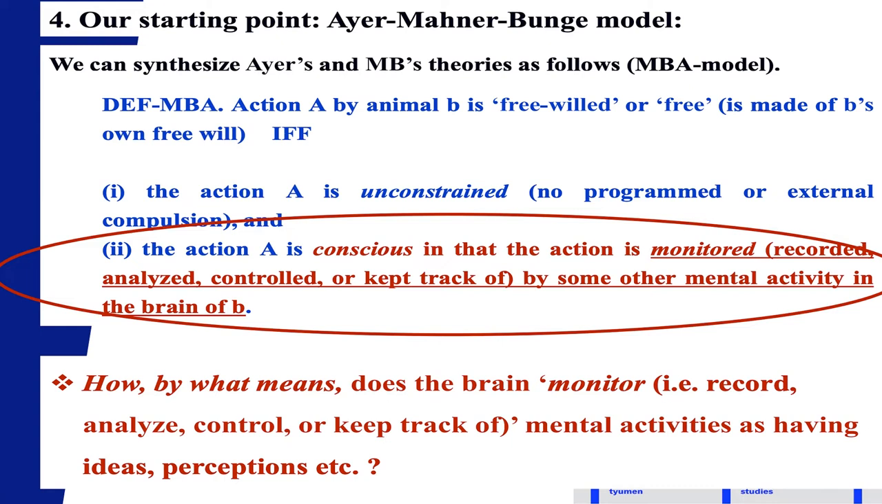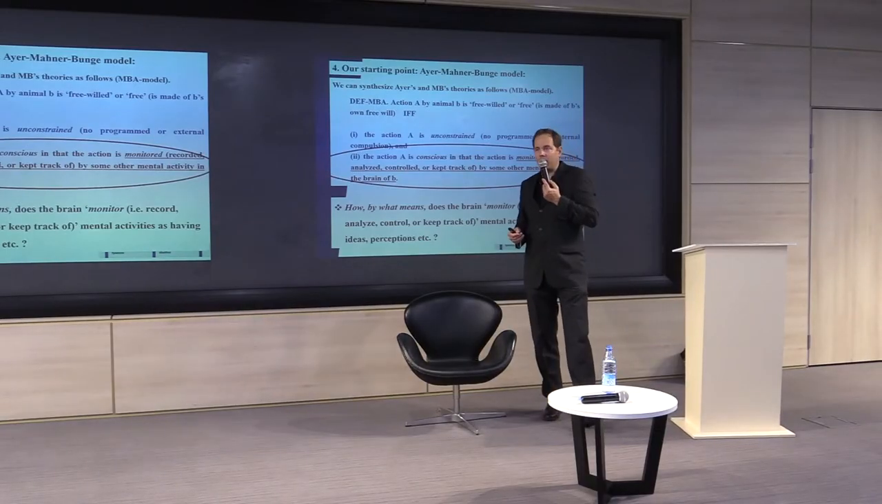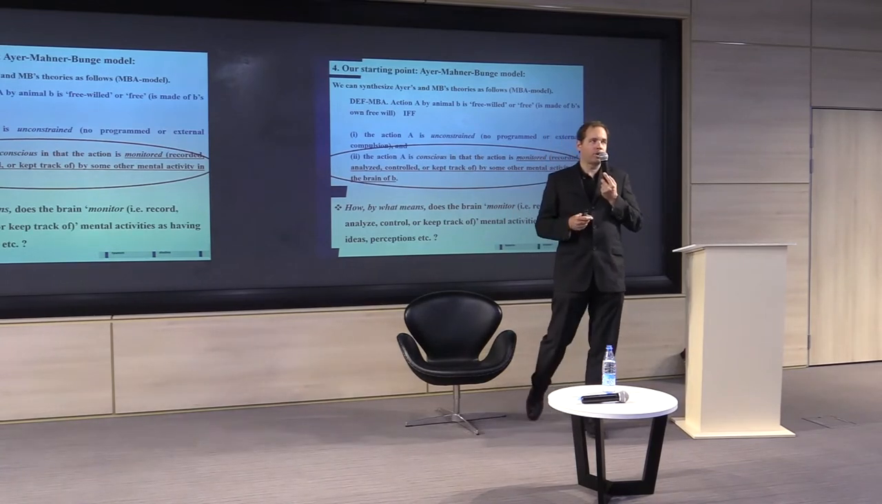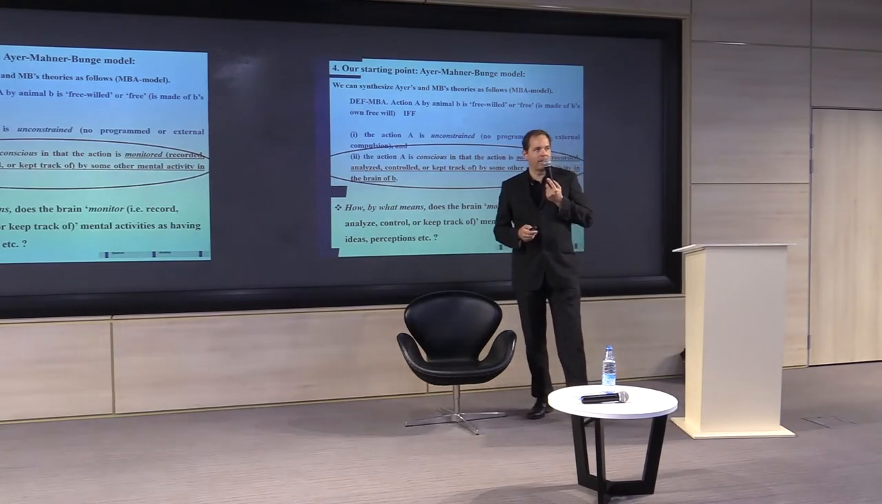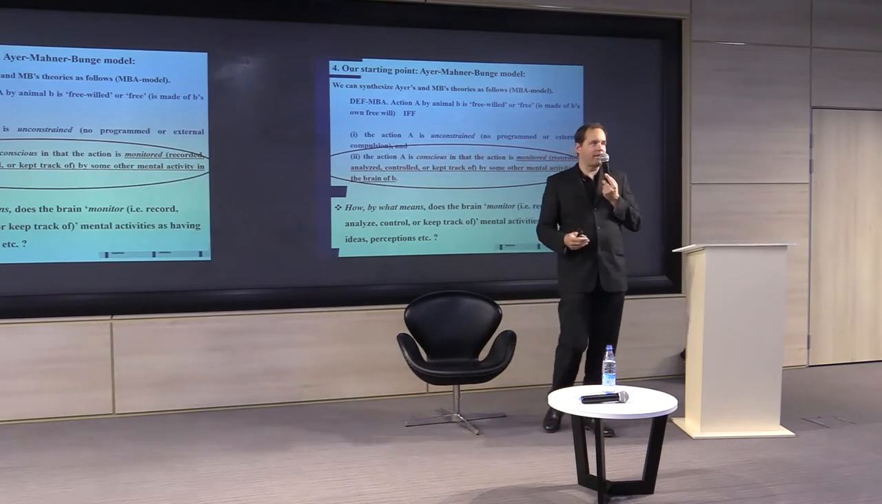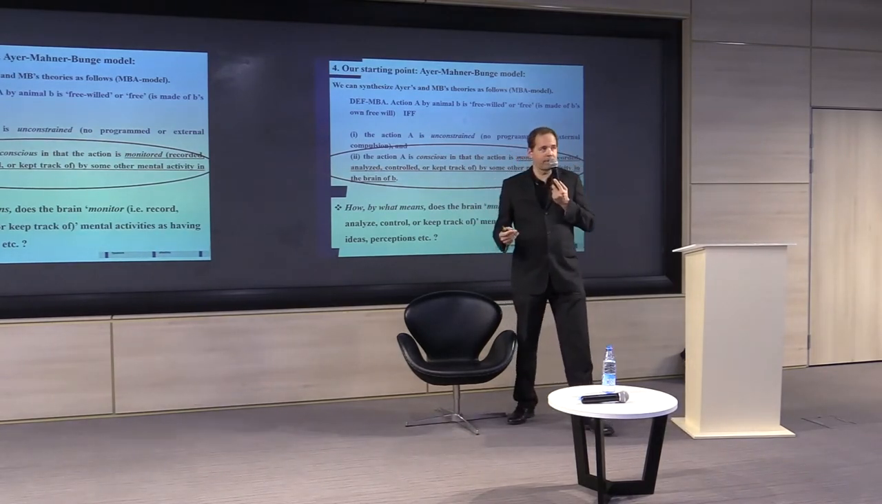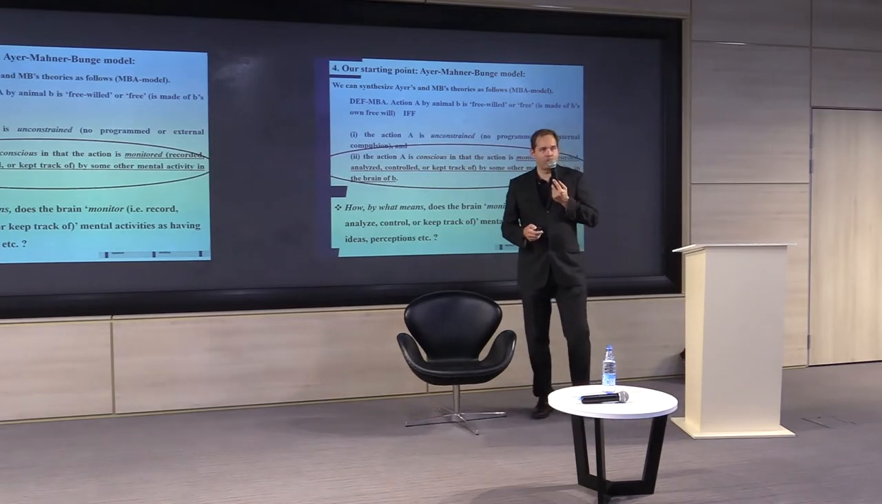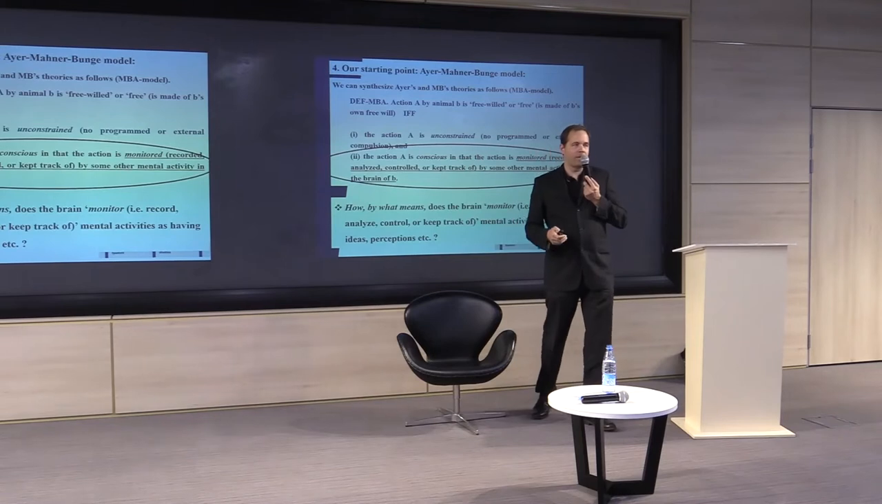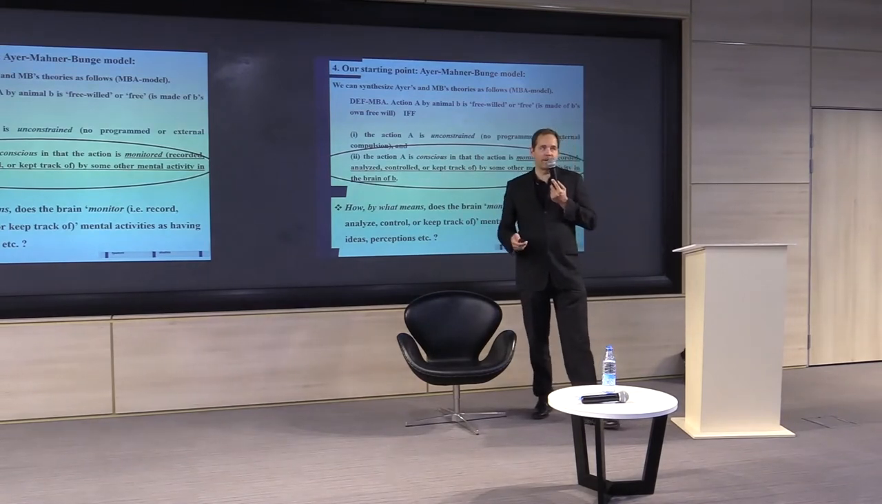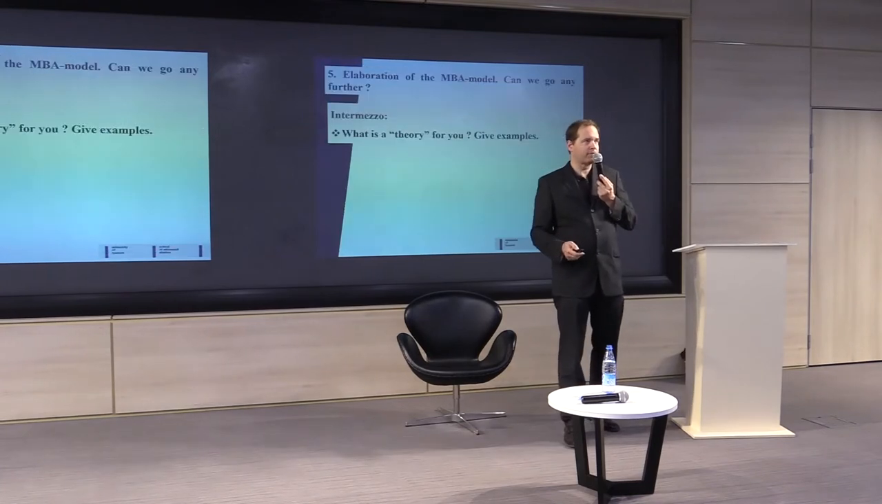Needless to say, we have now to go on. And the big question for our research team has been for almost 2 years: how, by what means, is this monitoring happening? How does the brain monitor, which can mean to record, to analyze, to control, or to keep track of mental activities? And mental activities can be having ideas, having perceptions, so they feel something. How does the brain do that? What exactly does that mean? That is where we felt we could go further, especially because we thought that this might connect us with computer science and eventually also with neuroscience.